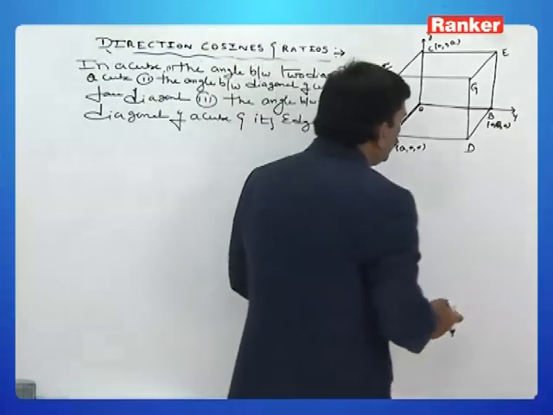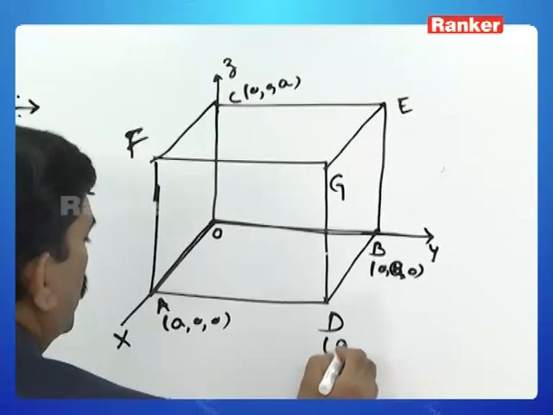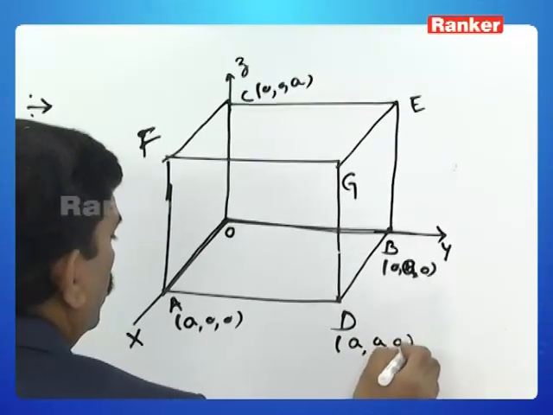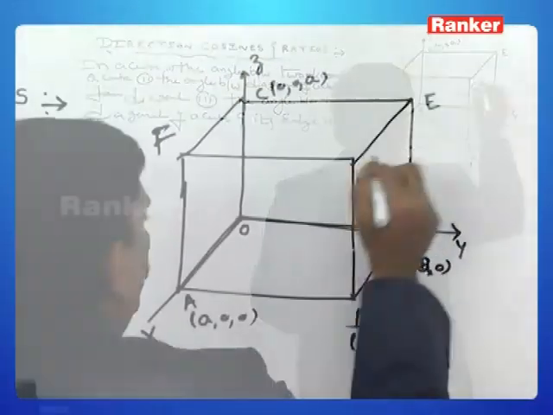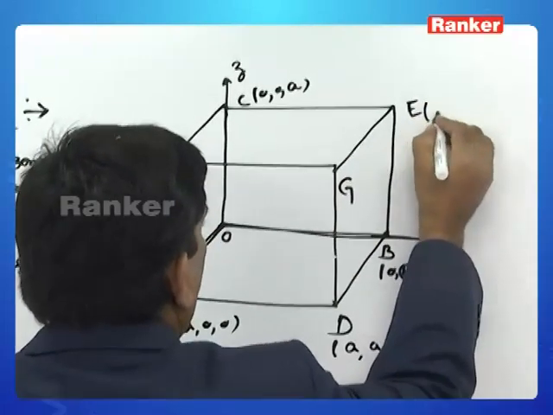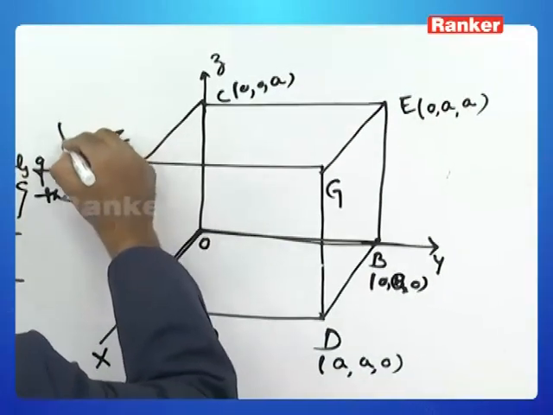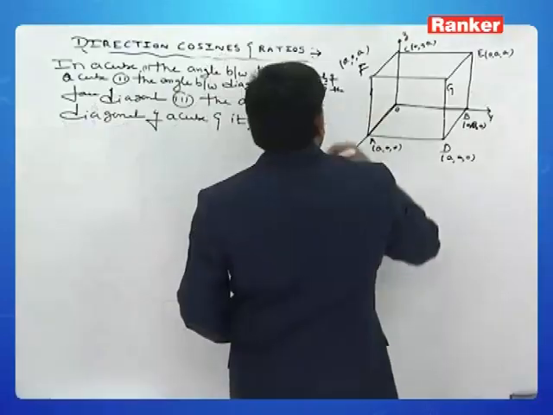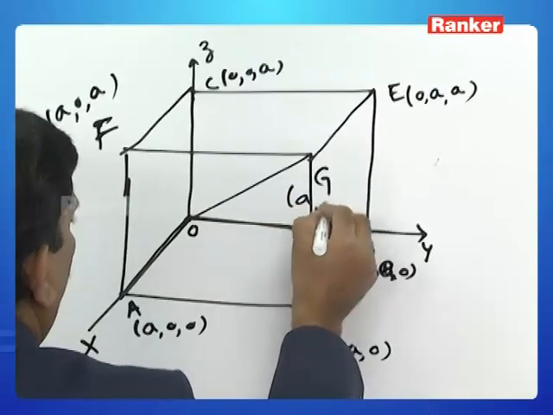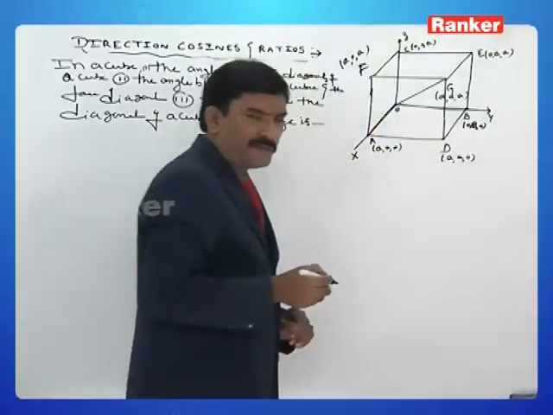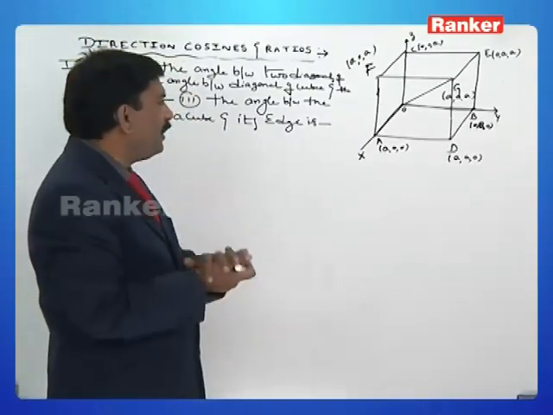Now, D is a point in the xy plane. I take this point as (a, a, 0). Next, E is a point in the yz plane. You take this point as (0, a, a). F is in the zx plane, (a, 0, a). And G is a point in space, (a, a, a).